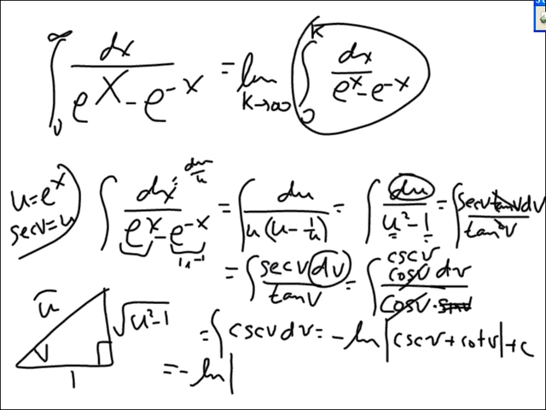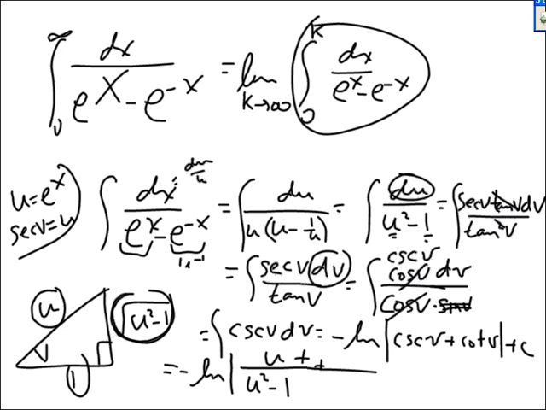Cosecant is hypotenuse divided by opposite. It's u over the square root of u squared minus 1 plus the cotangent of v, which is 1 divided by the same thing. That is, they have the same denominator, so let's just write it as one single denominator. U squared minus 1 plus c.